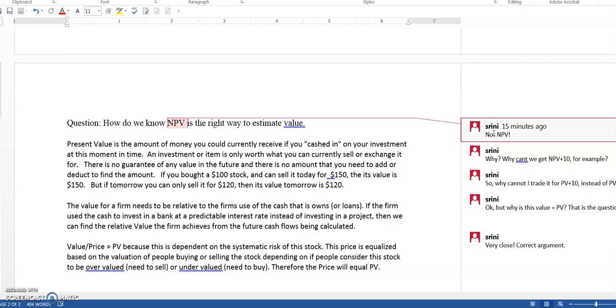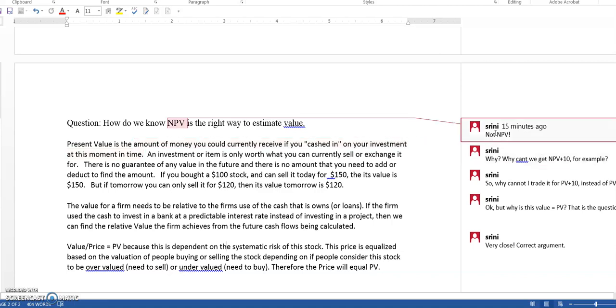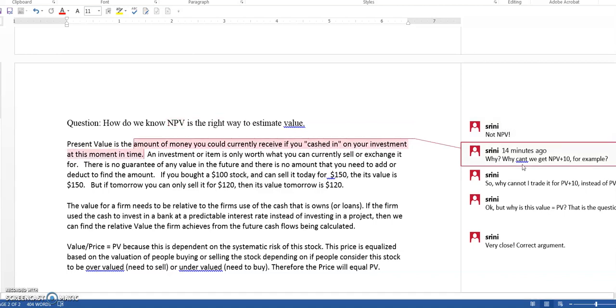So the net present value is different from present value. So the value equals present value. So the question that I had asked you was, why is this true? Now, some of you had emailed me your responses. So let's take a look at some of them.